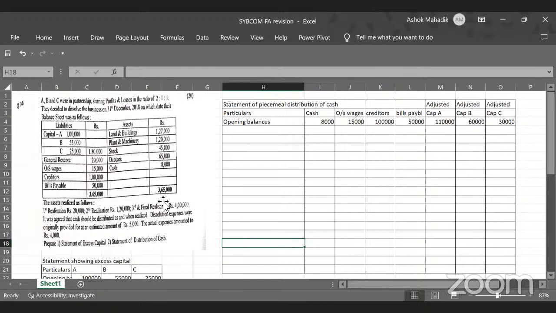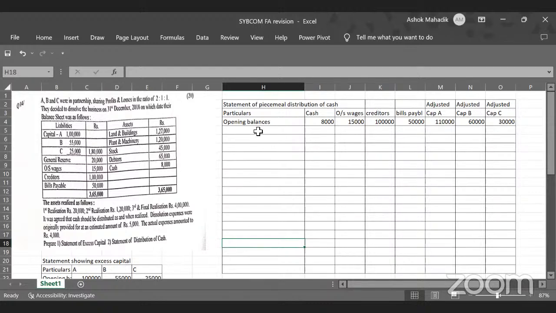They said that first realization means first lot is sold for 20,000. Second lot is sold for 1,20,000. Third and final lot is sold for 4 lakhs. Okay, so we'll get money in this order, and whenever we get, we'll distribute among these liabilities. Next to that, it is written dissolution expenses were originally provided for at an estimated amount of 5,000.